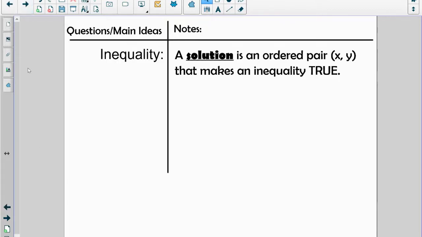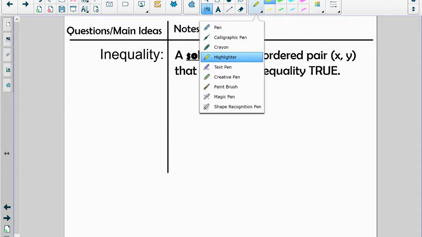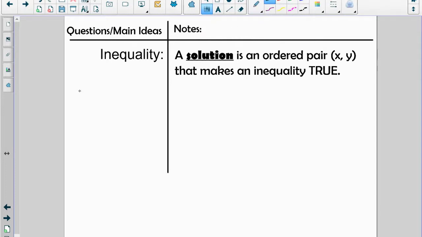All right, so what is a solution? When we're working with inequalities, you might want to call it an equation, but it's not because it doesn't have an equal sign. But if we had something like 3x plus 2y is less than or equal to 7, that's an inequality. A solution to that inequality is any ordered pair that makes it true. In other words, it would make the left-hand side less than or equal to 7. And there's a lot of different x and y pairs that would make that true.